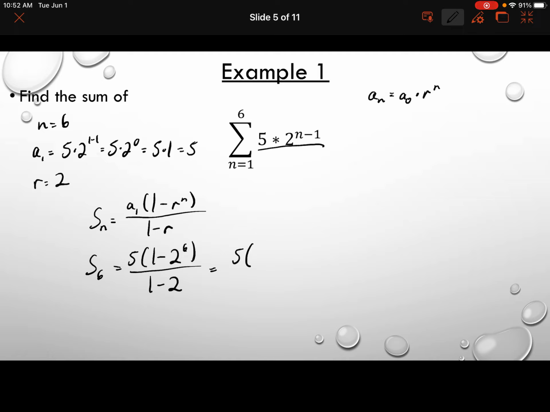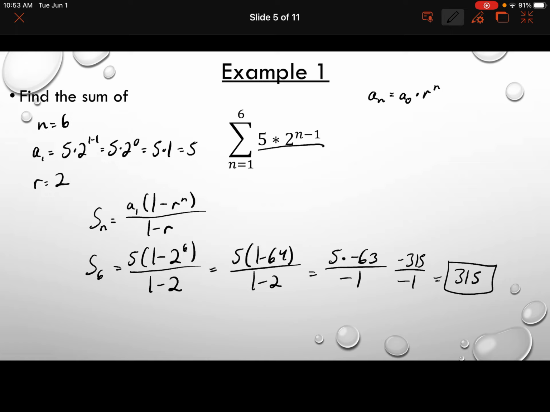So let's see what we get here. We get 5, and what is 2 to the 6th? That's 64. So 1 minus 64, divided by 1 minus 2. So 5 times negative 63 over negative 1. So 5 times negative 63. What's that? 315? Yeah, negative 315 divided by negative 1. So positive 315. That is the sum of this series, 315, using the finite geometric series formula. So we got that. Now let's look at another example.